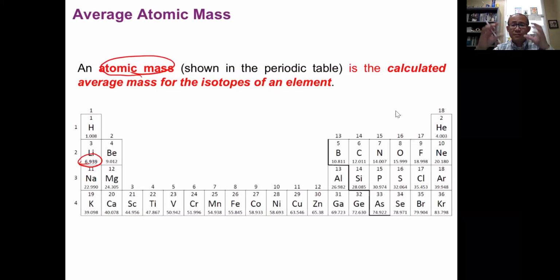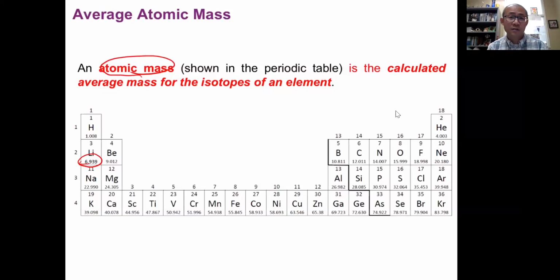Like we said, lithium exists as a mixture, so we have to do some kind of average calculation to calculate the average mass of these 2 isotopes of lithium. So what is atomic mass? Atomic mass, shown in the periodic table, is actually the calculated average mass for all the isotopes of the element. If you have 2 isotopes or 3 isotopes, you're going to calculate the average. But keep in mind, these isotopes do not exist in equal amounts. Some have more, some have less. So you cannot simply add them together and divide by 2 or divide by 3. That's not the average because they don't come in the same percentage.